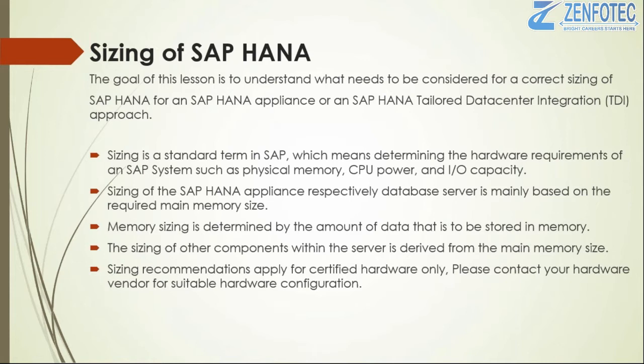The goal of this lesson is to understand what needs to be considered for a correct sizing of SAP HANA for the appliance or the TDI approach. Sizing is a standard term in SAP, which means determining the hardware requirements of SAP systems, such as physical memory, CPU power, and I/O capacity. Sizing of the SAP HANA appliance, respectively the database server, is mainly based on the required main memory size. So in HANA, we do sizing for the main memory only, and the other parts we calculate automatically. There is a formula for calculating the size for disk and CPU.